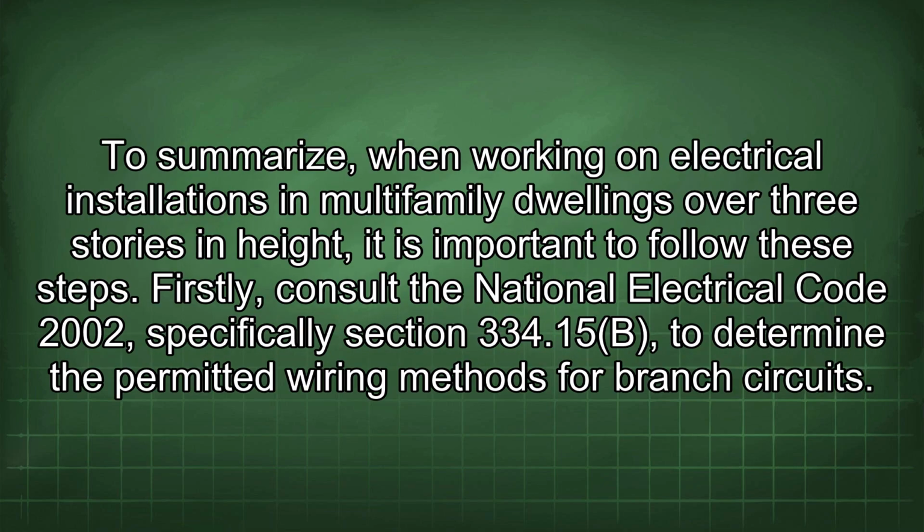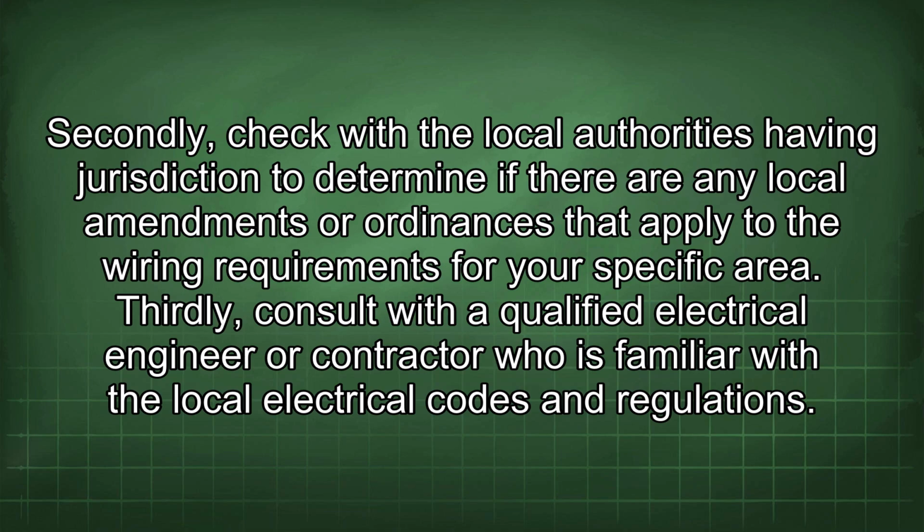To summarize, when working on electrical installations in multifamily dwellings over 3 stories in height, it is important to follow these steps. Firstly, consult the National Electrical Code 2002, specifically Section 334.15b, to determine the permitted wiring methods for branch circuits. Secondly, check with the local authorities having jurisdiction to determine if there are any local amendments or ordinances that apply to the wiring requirements for your specific area.